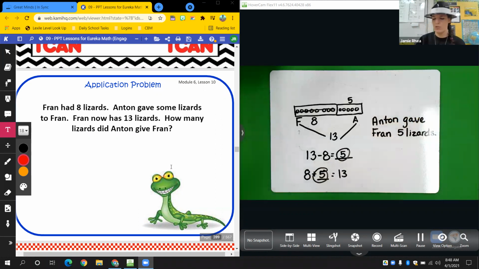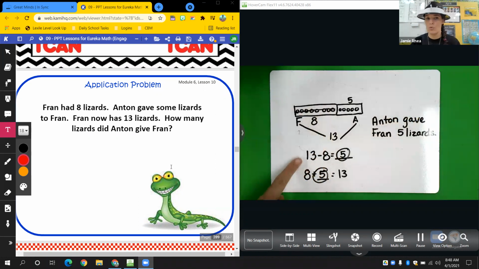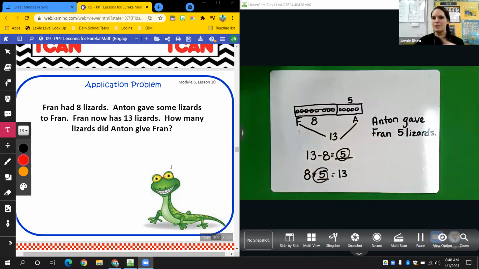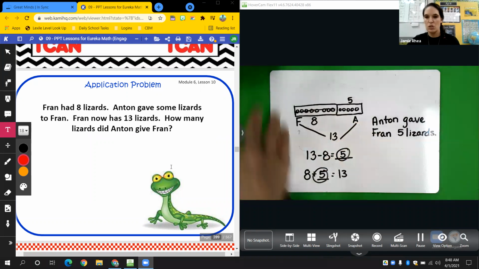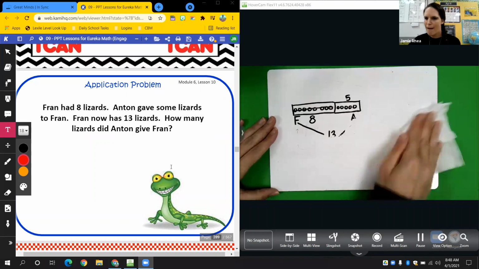All right, let's see. Did we draw a picture to show our work? Yep, we got a picture here. We wrote a math sentence or number sentence. We did 2 different ones. You didn't have to do 2. You could choose one. And then we wrote a statement to match our story. Anton gave Fran 5 lizards. It answers our question. How many lizards did Anton give Fran? Anton gave Fran 5 lizards. So, detectives, we can take off our hat because this case is solved. You're so smart. Give yourself a pat on the back.